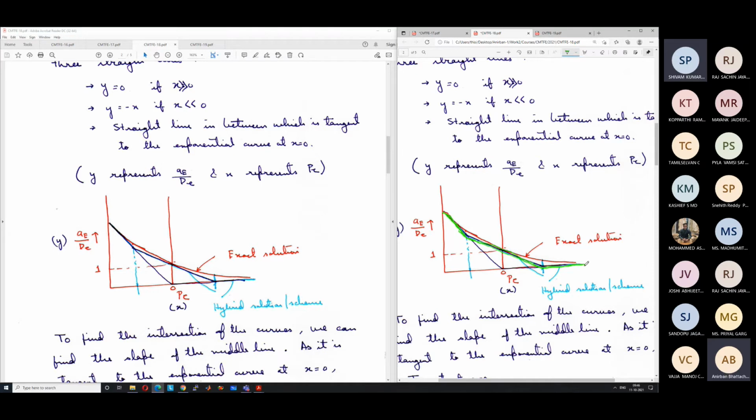Okay, so anyone can devise a new scheme, keeping the physics in mind. What are the limiting values? So if you satisfy the limiting values and zero values, you can devise your own scheme by fitting more straight lines. It need not be straight lines.